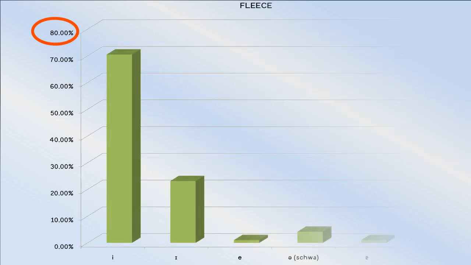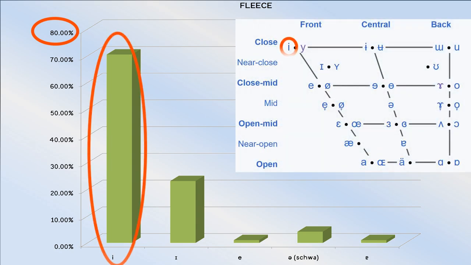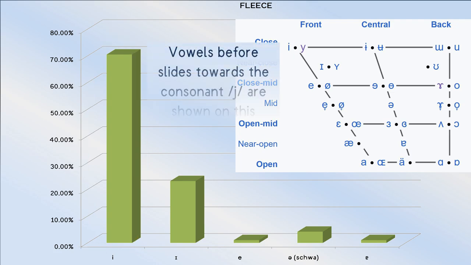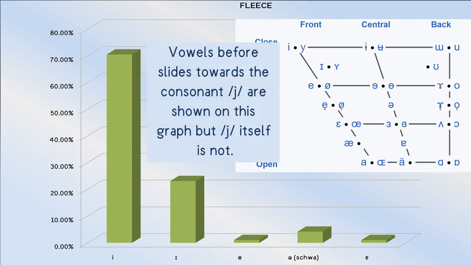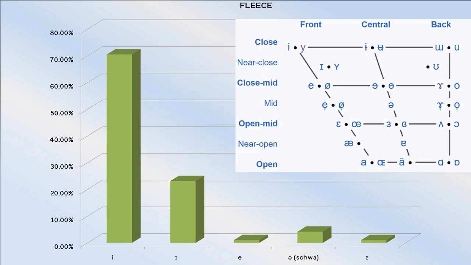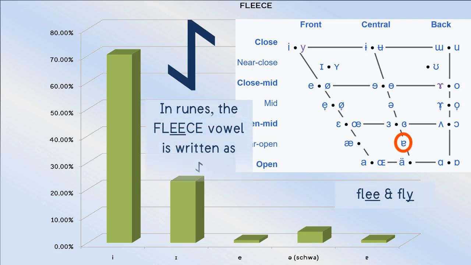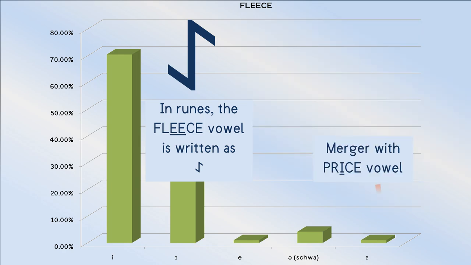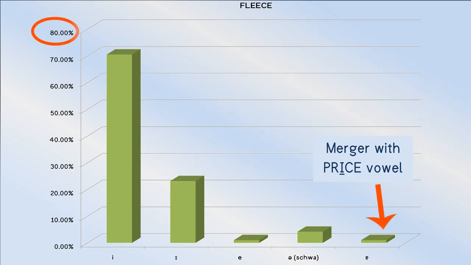The fleece vowel is even more likely to be the close front unrounded vowel than the happy vowel. Quite a number of accents slide this vowel. For those of you wondering how the near-open central vowel ended up on this chart, that's a result of people who say the words flee and fly the same. They're using the price vowel in this word, thus they say it as flice rather than fleece.